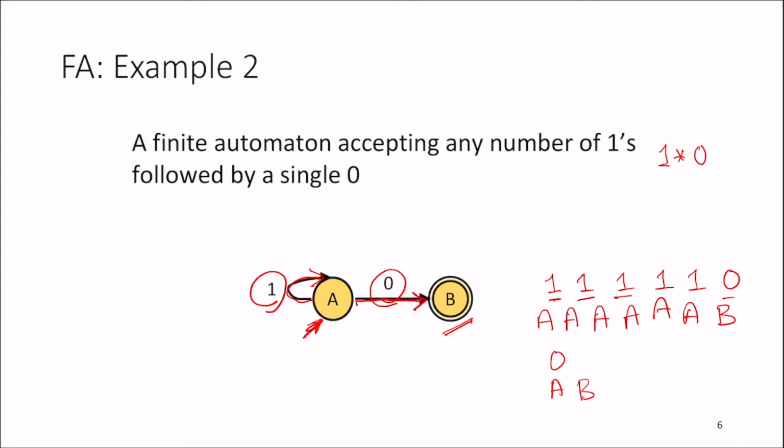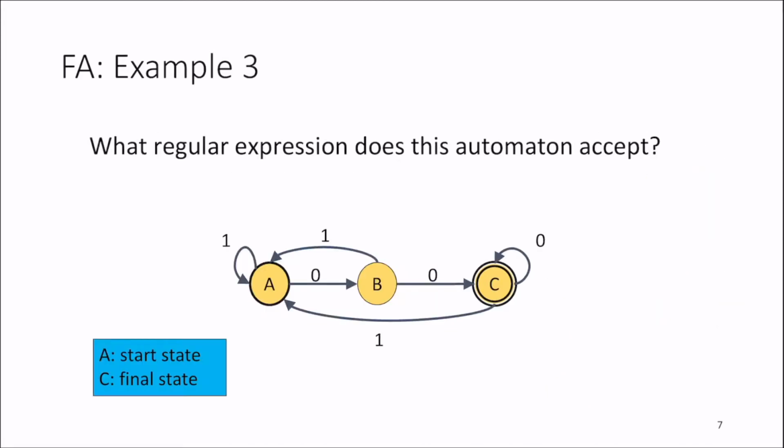So as you can see, that 0 belongs to the language of 1 star 0, so it does accept it. This finite state automaton accepts the same language as this regular expression, 1 star 0. Okay, so what regular expression does this automaton accept?